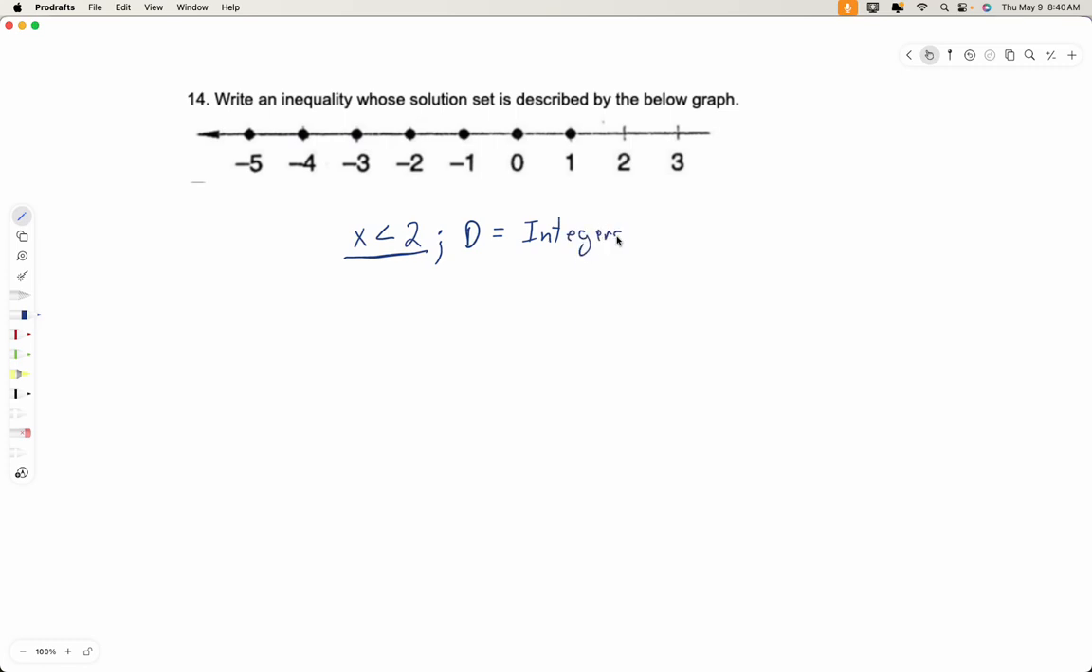integers. Because what do we see? Just the integers are graphed. The line in between is not graphed. It's just the dots. When you see just the dots, the domain is integers. Because we're just graphing the whole numbers. We're not graphing the parts of numbers in between.